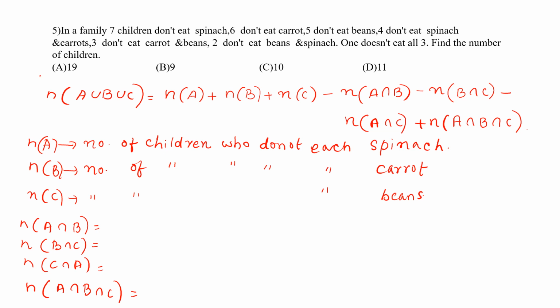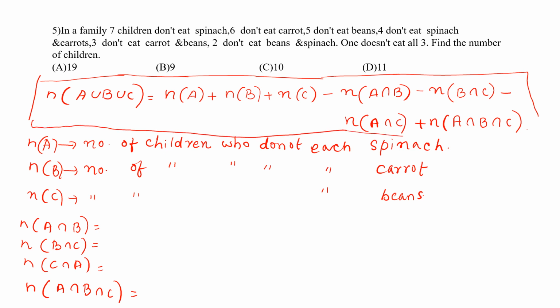Okay, now here we have to know this equation, that is n of A union B union C is equal to n of A plus n of B plus n of C minus n of A intersection B minus n of B intersection C minus n of A intersection C plus n of A intersection B intersection C. Here n of A is the number of children who do not eat spinach, n of B is the number of children who do not eat carrot, and n of C is the number of children who do not eat beans. Now this is equal to the number of children who do not eat spinach, given as 7, who do not eat carrot is 6, and who do not eat beans is 5.